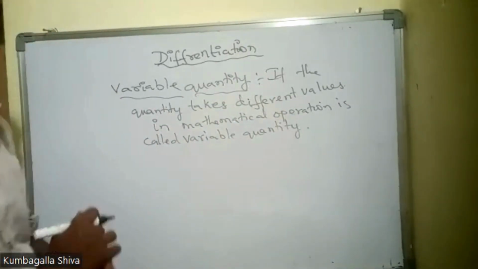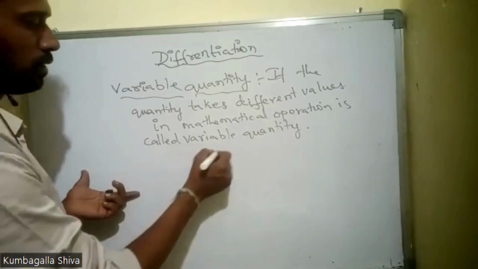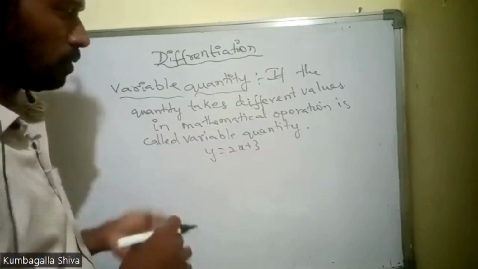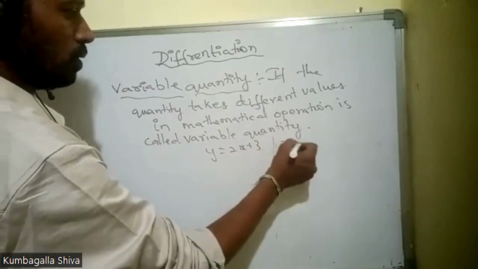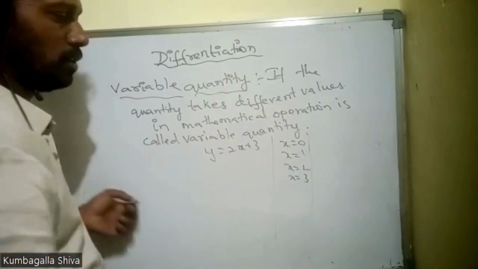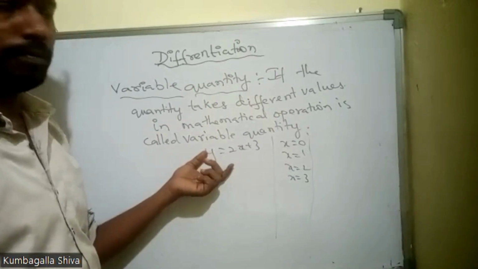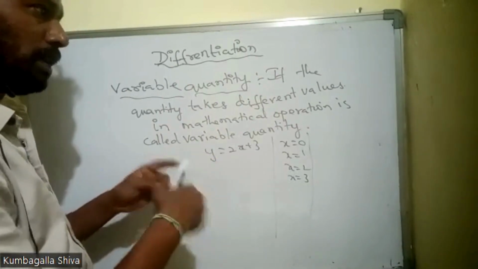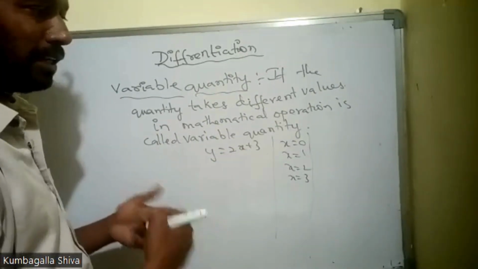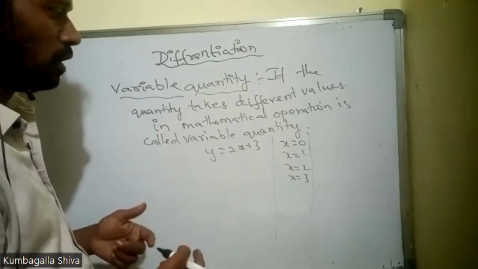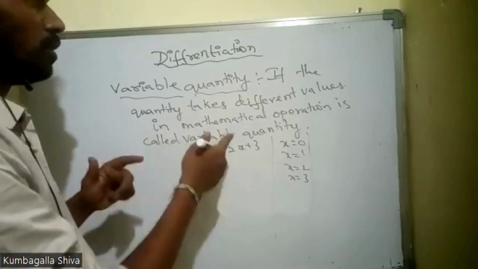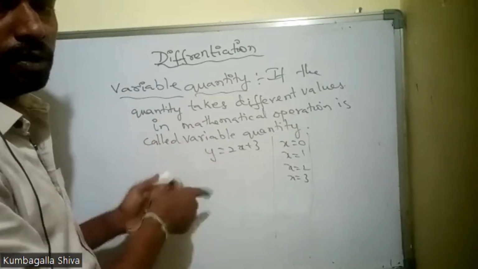That is, if you give y is equal to 2x plus 3, suppose an equation, so if you take x is equal to 0 or x equal to 1, x equal to 2 or x equal to 3, if you take so many values of x, you get different values of y. Based on the mathematical operation, if you keep on increasing or decreasing the values of x, the values of y are different. So hence we define it as variable quantity. Are we clear?